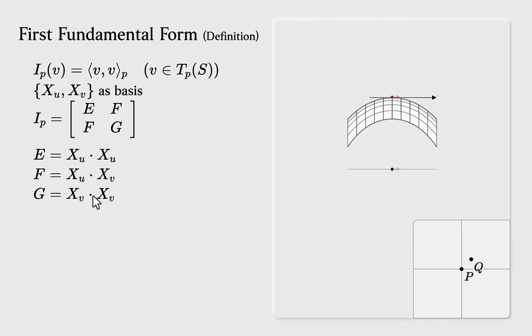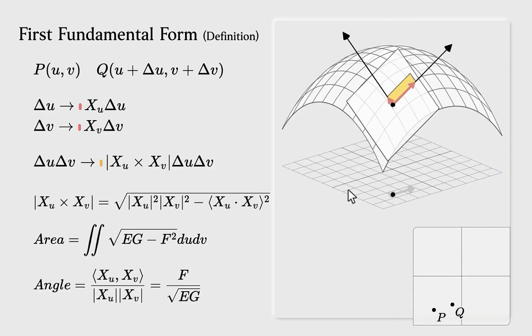If you don't like the quadratic definition, you can take the definition from here. The point is, we define three functions, capital E, F, G, and they are defined as the inner products of x sub u and x sub v. Let's see how E, F, G help us calculate area and angle.